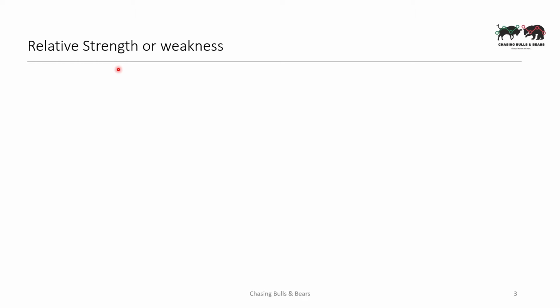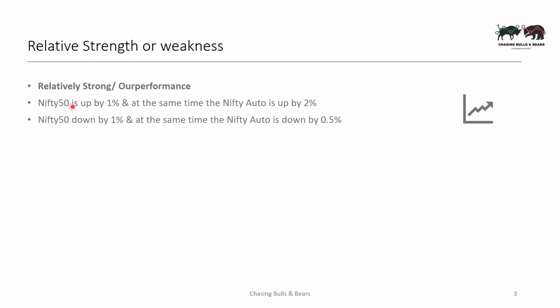So let's go more into the detail and understand relatively strong or outperformance of any stock. So let's assume we are comparing Nifty 50 with Nifty Auto. Nifty 50 goes up by 1%, and at the same time Nifty Auto goes up by 2%. That means Nifty Auto is relatively strong to Nifty 50. Or Nifty 50 goes down by 1%, and at the same time Nifty Auto only falls by 0.5%. This is also a sign of outperformance. We can say Nifty Auto is outperforming Nifty 50.